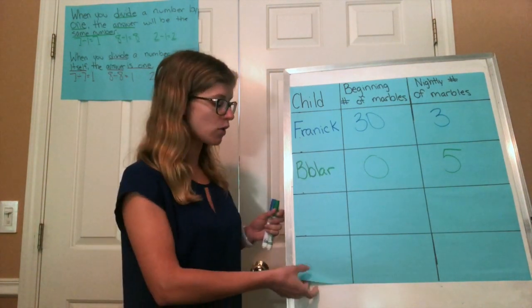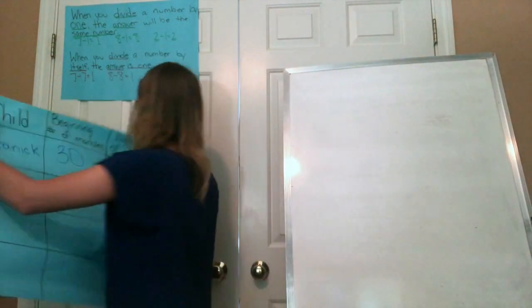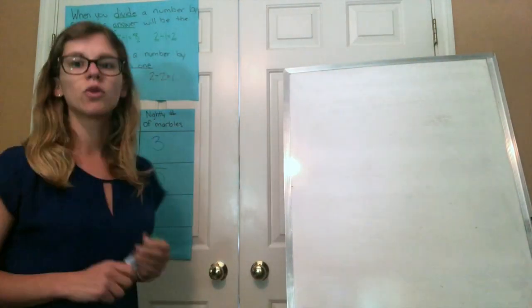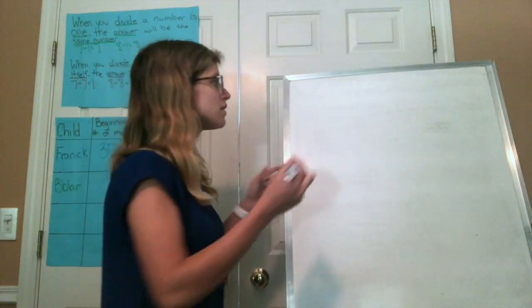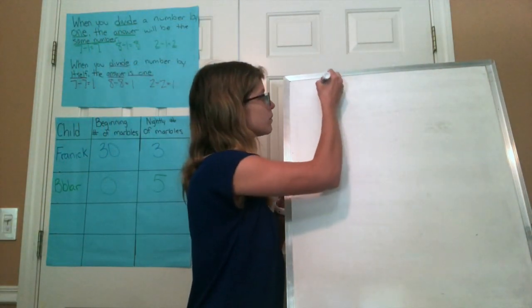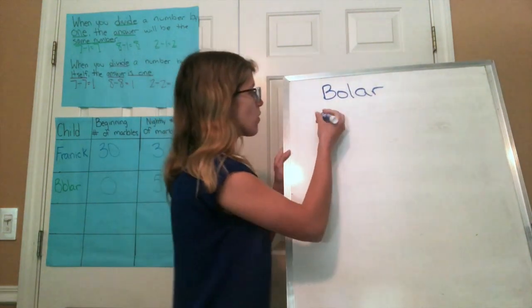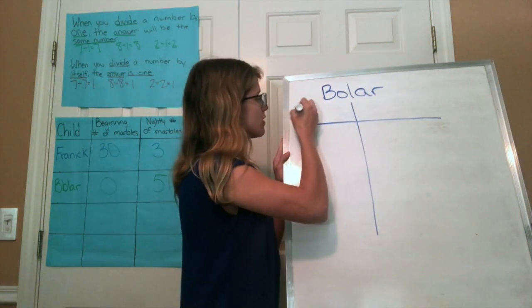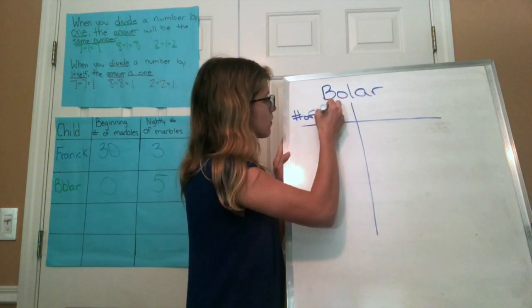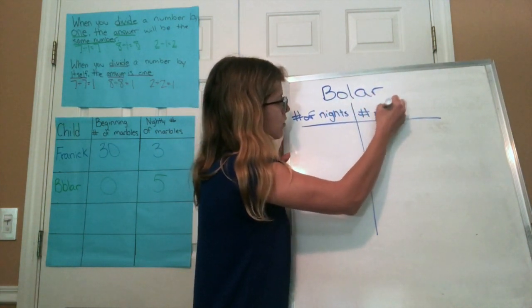So let's just think, I'm going to use a table so we can go over an example. So let's say that Bolar, we're going to start with a table and represent it with number of nights and then number of marbles.